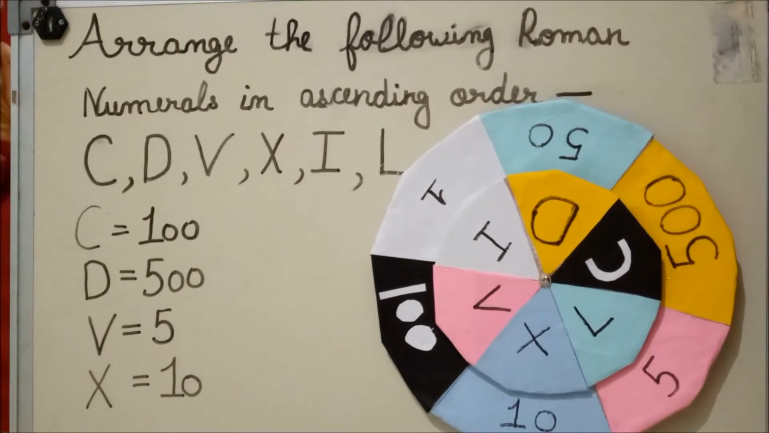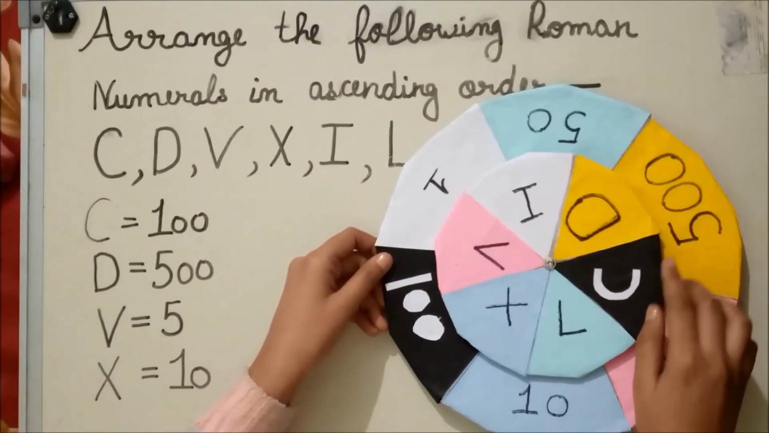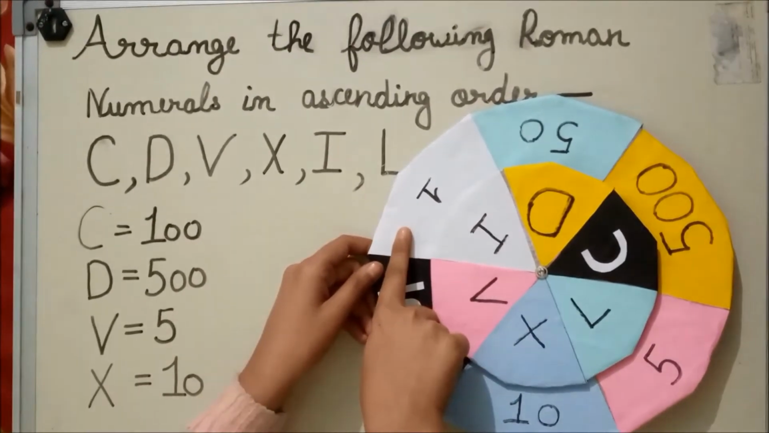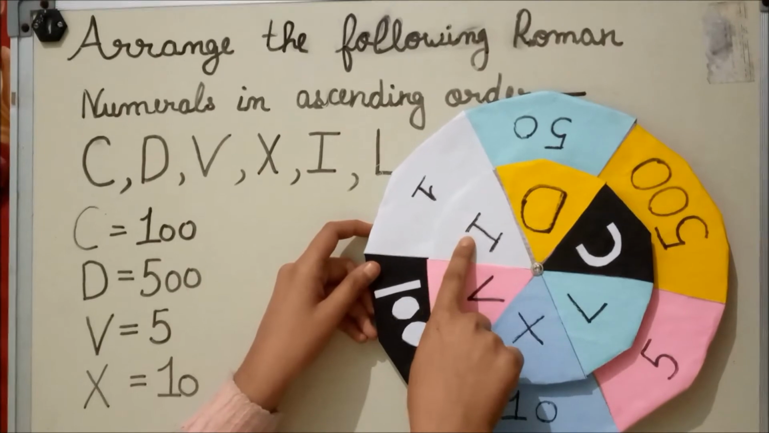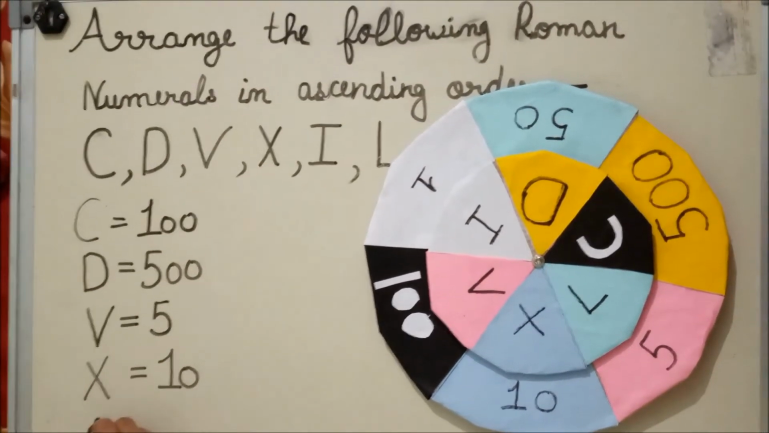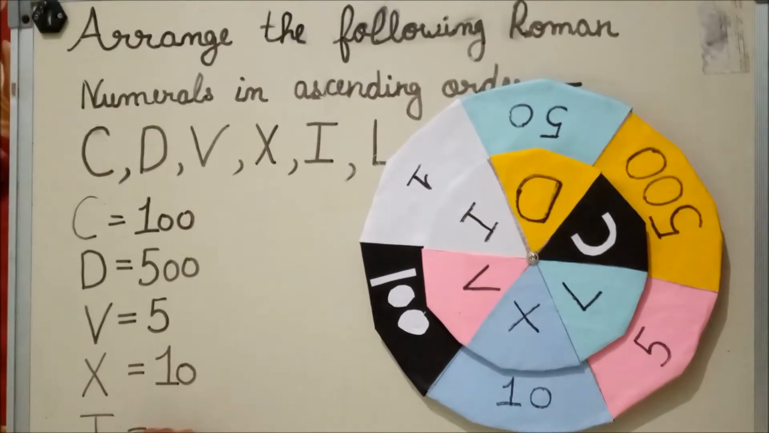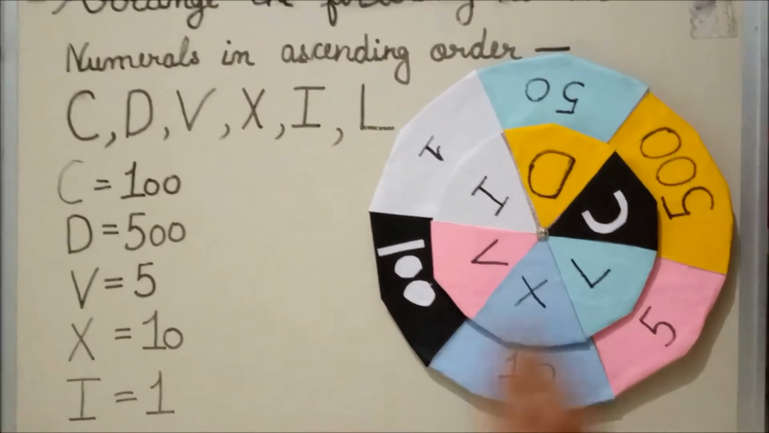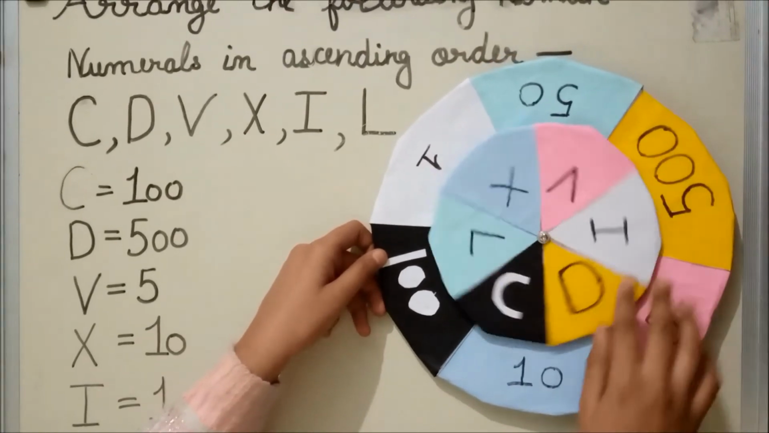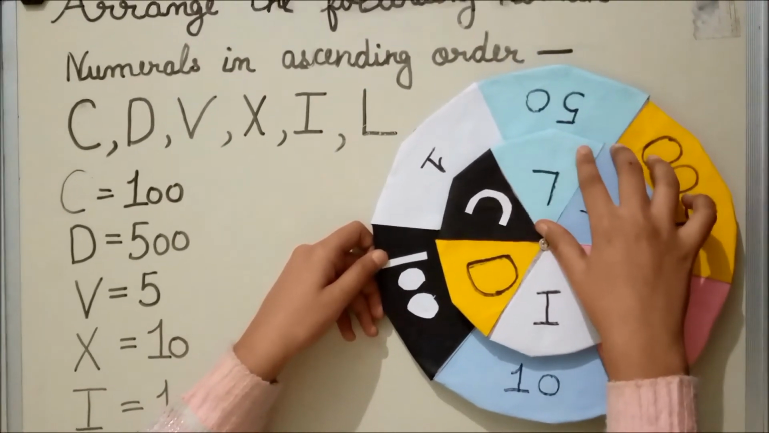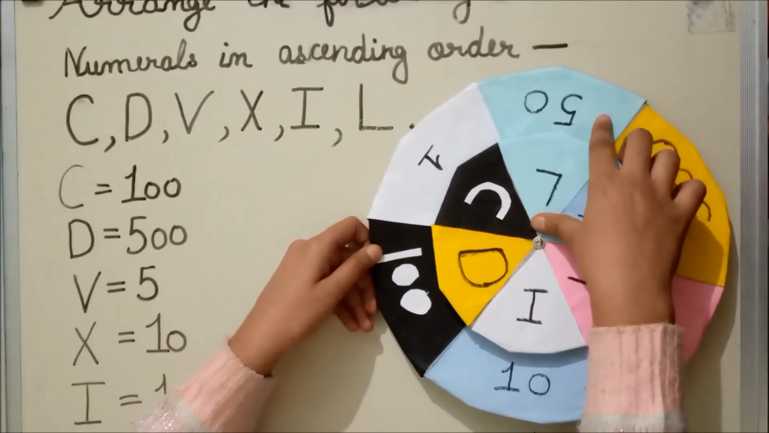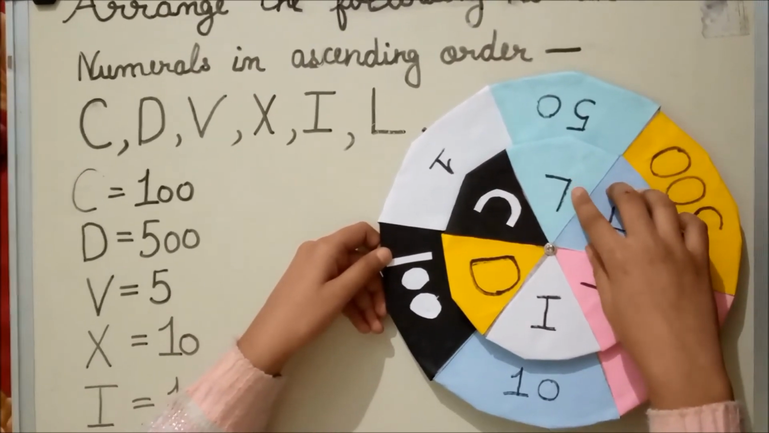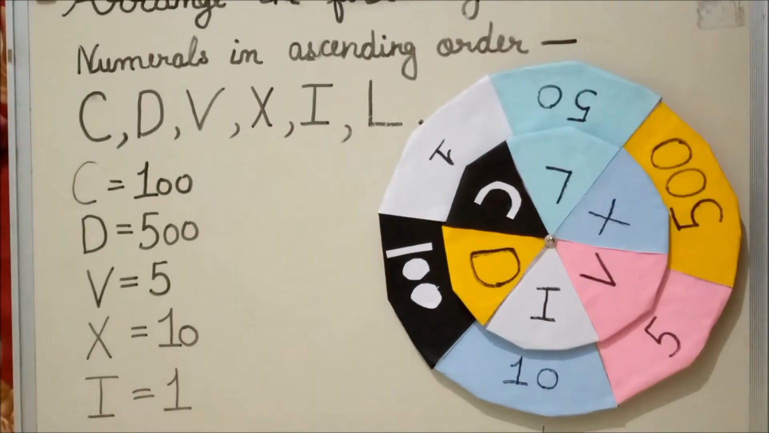Next we have I. I matches 1. It means I color matches the 1 integer color. Then we put I value 1. Last we have L. We rotate it. L color matches the 50 integer color. Then we can write L value is equal to 50.